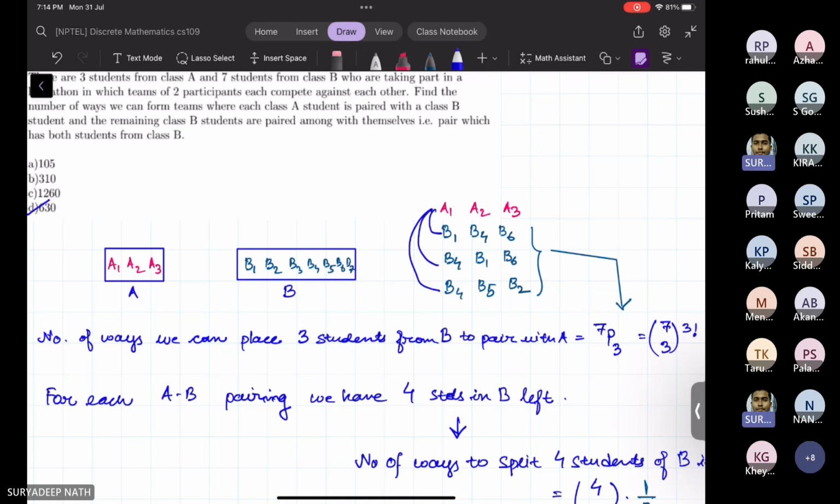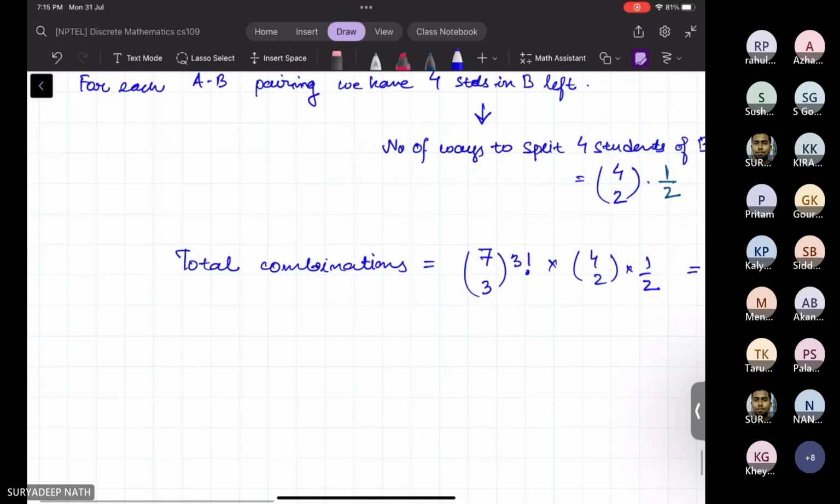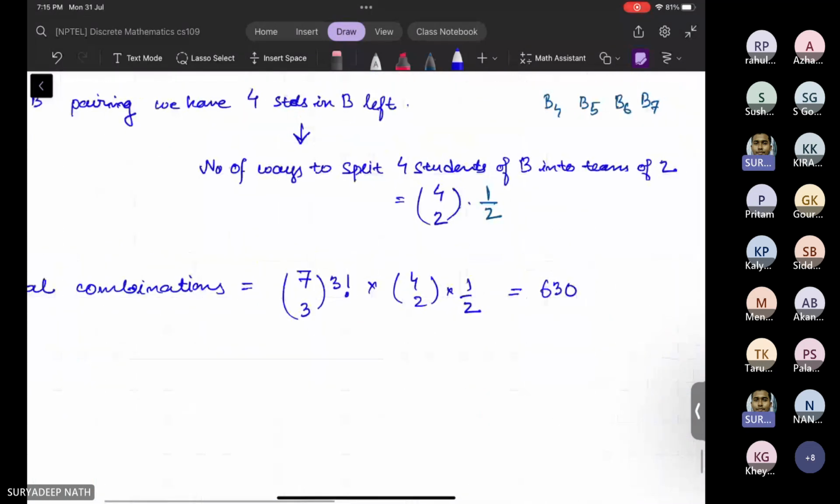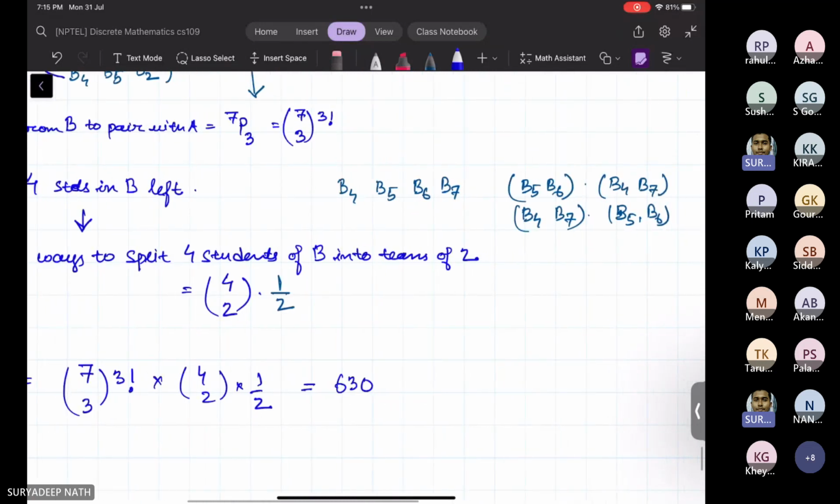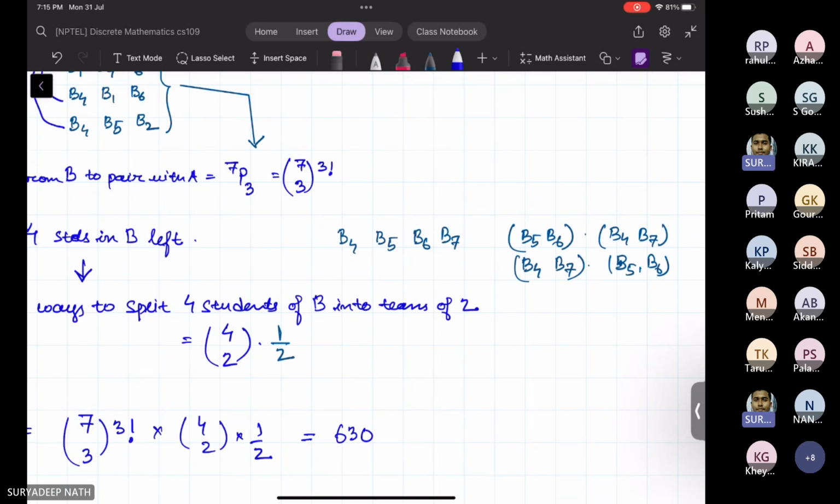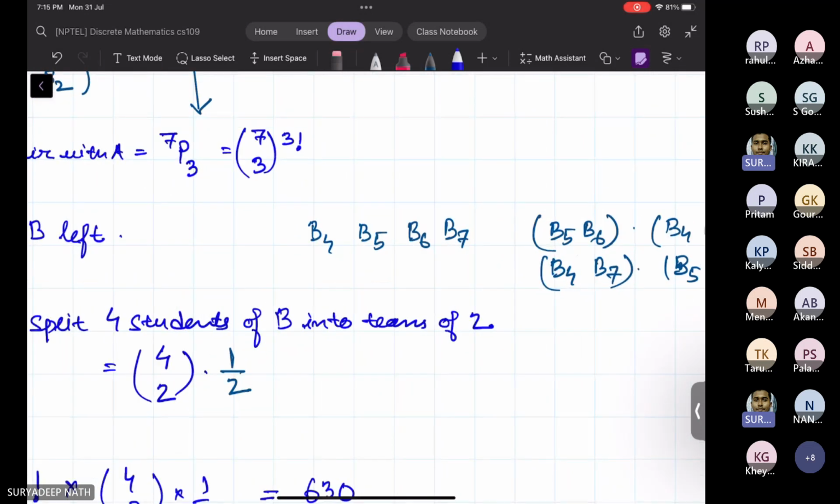Someone had asked me why we divided by half. I guess you're asking about the number of ways, why we are dividing in half. Basically, there are 4 members left in team B. So if we pick 2, it automatically implies that 2 are left.